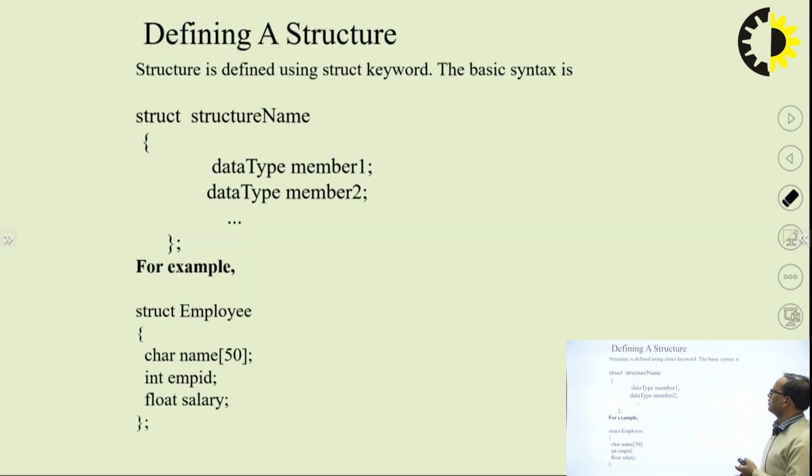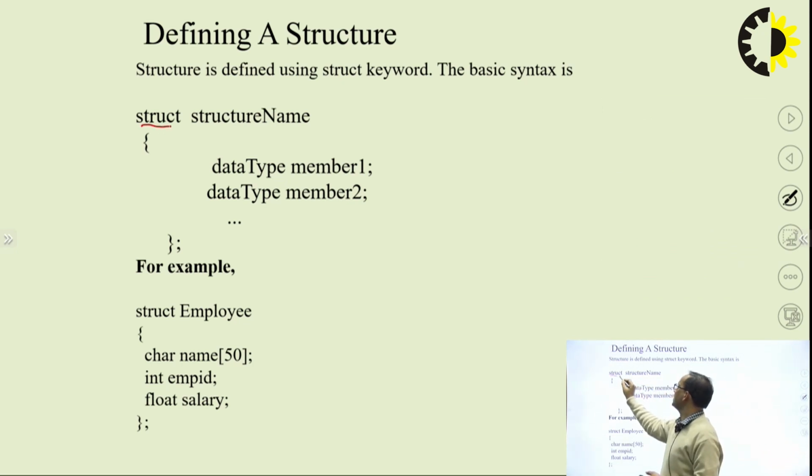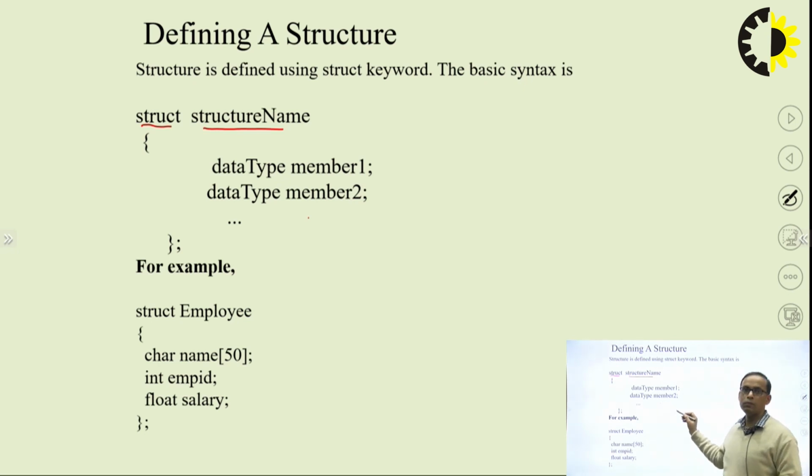Defining a structure. A structure is defined using the struct keyword. This is the syntax to define a structure. At first, we will use the struct keyword, and after that the structure name, and then member 1 with data type of member 1, member 2 with data type of member 2, and so on. However many members we are going to define inside the structure, we simply declare those members inside the structure.